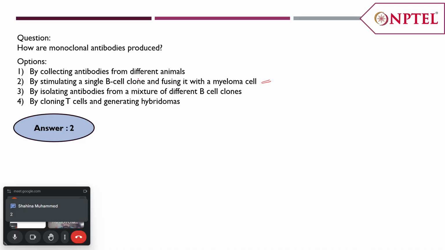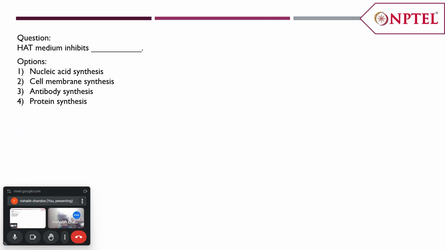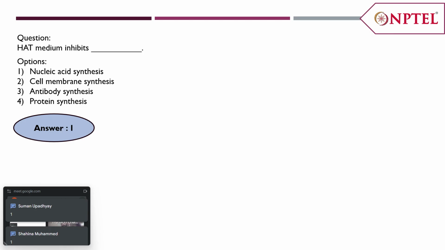As we have discussed just now, we have collected a single B cell clone that produces an antibody for a single epitope and fused it with the myeloma cells. Okay, let's move on to the next question. HAT medium inhibits... Yes, it inhibits the nucleotide synthesis. I hope now you have understood the hybridoma technology and the basic concept behind it.